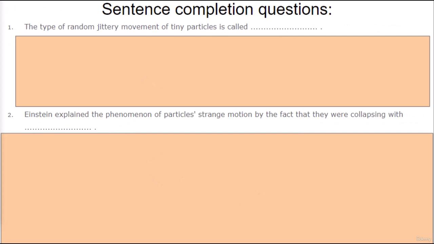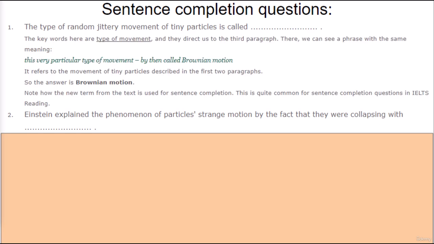Okay, let's see how you've done. Let's start with number 1. What do you think would be a keyword in this question? Looking at it, I'd say type of movement would be a word that is really important when trying to fill in the blank. If we use this as a keyword, it would direct us to the 3rd paragraph. There, we can see a phrase with the same meaning.